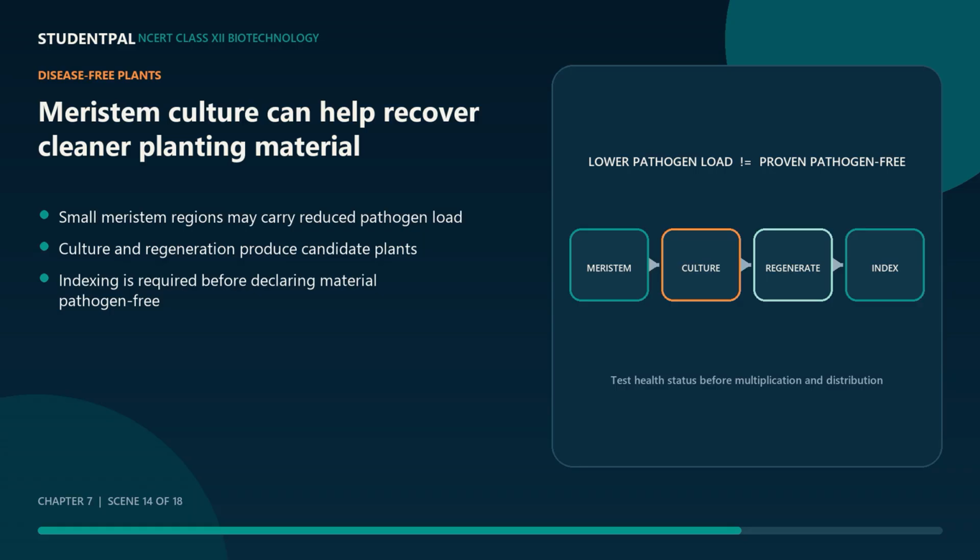The regenerated plants must be indexed using an appropriate biological, serological, or molecular test, and clean material must be multiplied under sanitary conditions to prevent reinfection. The claim should therefore be stated as pathogen tested or free from the tested pathogen under the method used, not universally disease-free. Identity and agronomic performance also need confirmation before distribution.